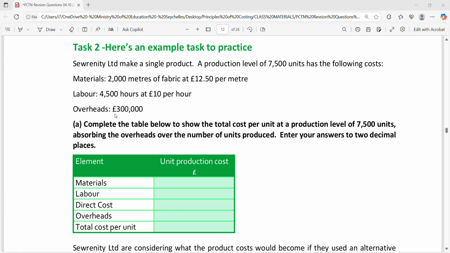The overheads here is a fixed cost. So to produce 7,500 units, you need 300,000. That's the 300,000. Then you have the total cost right here. So the total cost here will be the direct cost plus the overheads, these two added together.